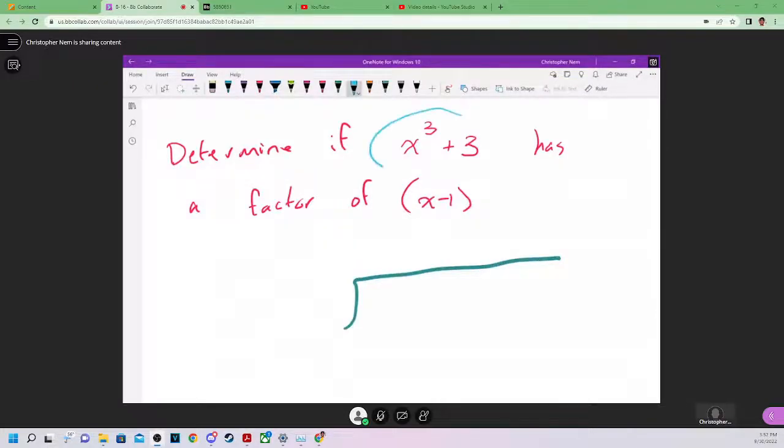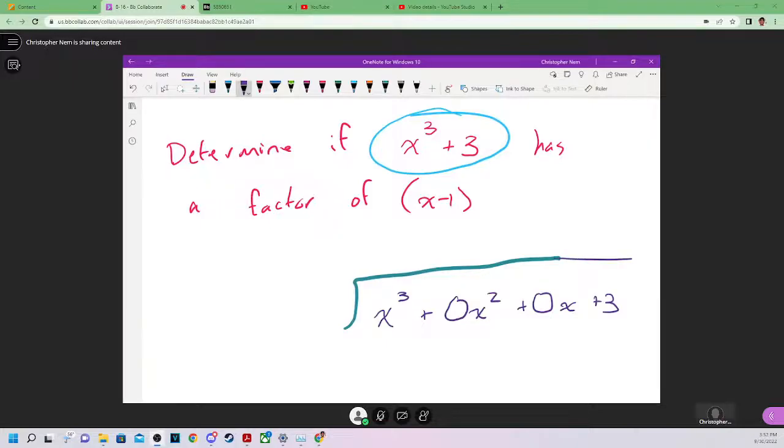Now, the problem with this is in descending order, but we're missing some terms. You have to list out all the terms. So this should be x cubed, but I don't have an x squared term. So I have to put down plus 0x squared plus 0x to the first power, and then plus 3. You have to list all of them. And then x minus 1 goes over here. Now I can actually work with this.